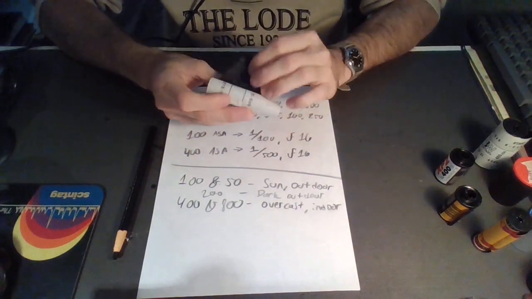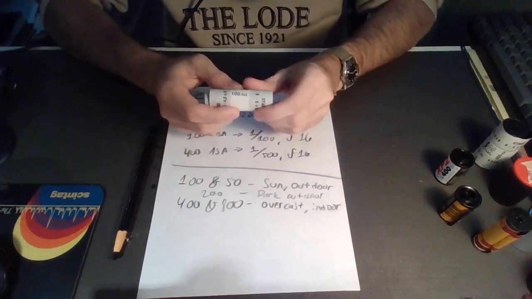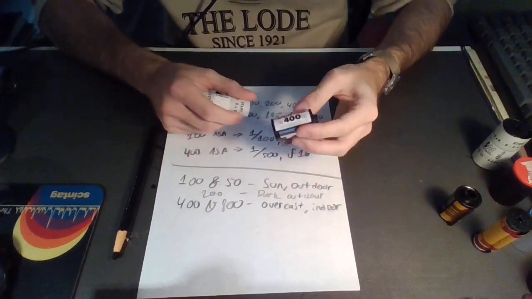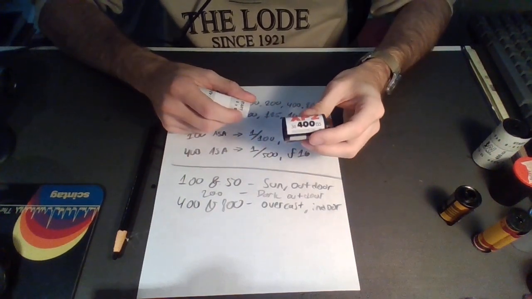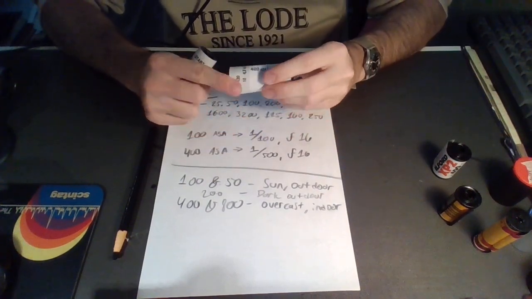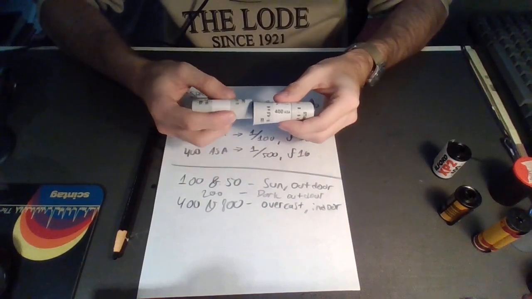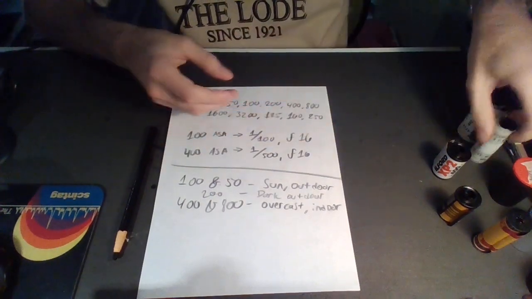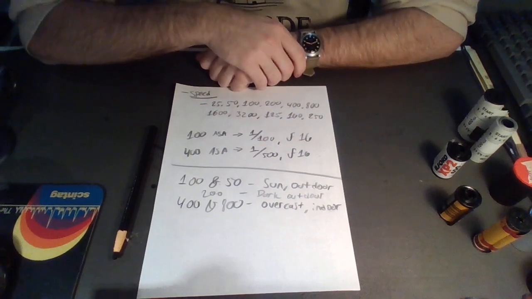So representing that, I have here some Fomapan 100. You'll see 100 ASA it says there. I like that it says ASA, not ISO. And some Ilford XP2 400 here. Or if we want to be real apples to apples, some Fomapan 400. Look at that. Almost identical. Anyway, what does this mean in practice?